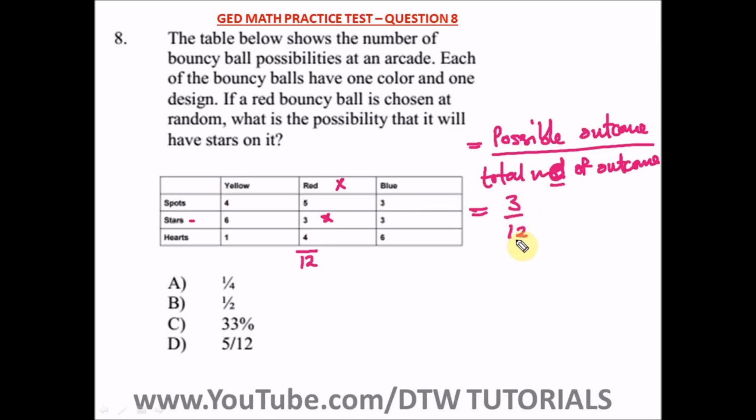So we have 3 divided by 12, and 3 can go into 12 how many times? 4 times, because 3 times 4 is 12. So we're left with 1 over 4. So this is our right answer, and our right option is option A.